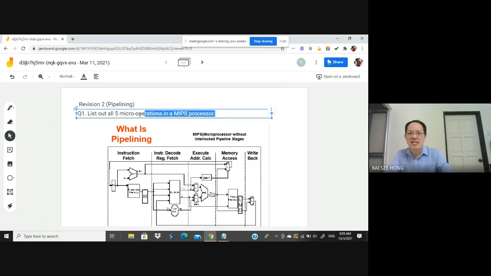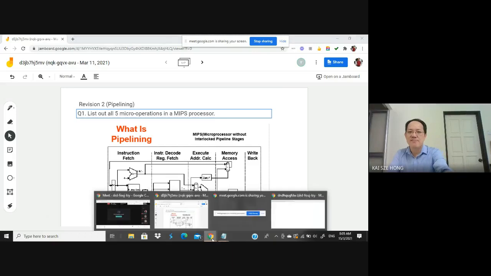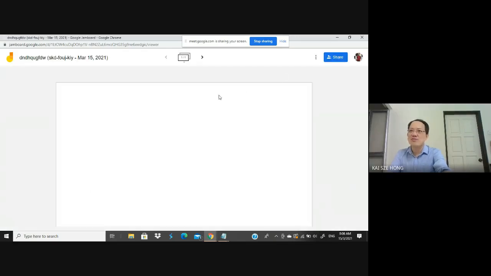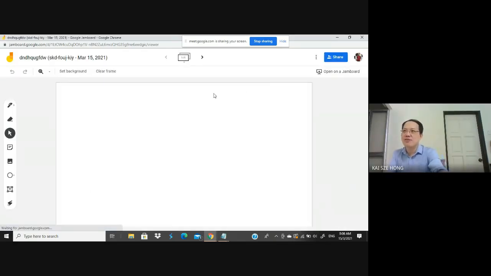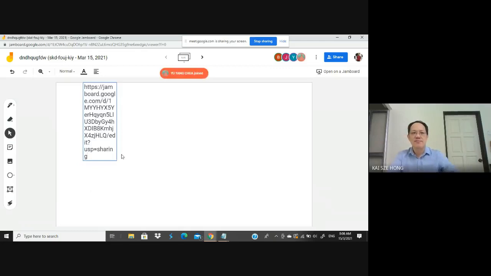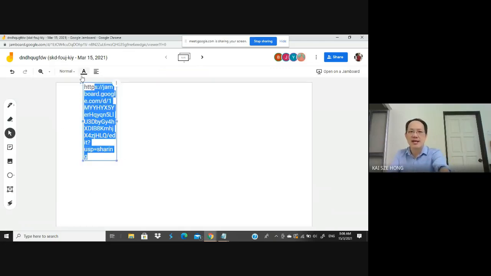As you can see, inside the pipeline we have a lot of stages. We have 5 stages, including the fetch operation, operand decode, and then ALU. What else? Memory access, and then write back. So you must be able to write all this, or you draw a diagram to show it.